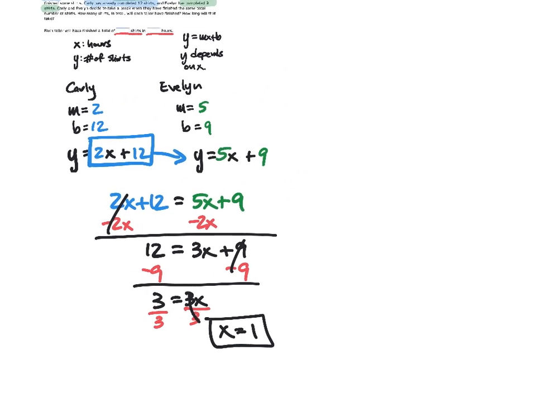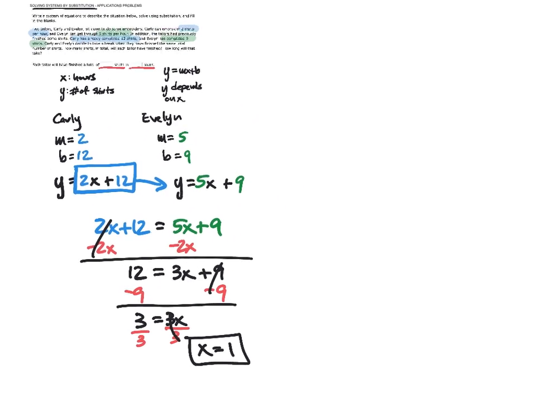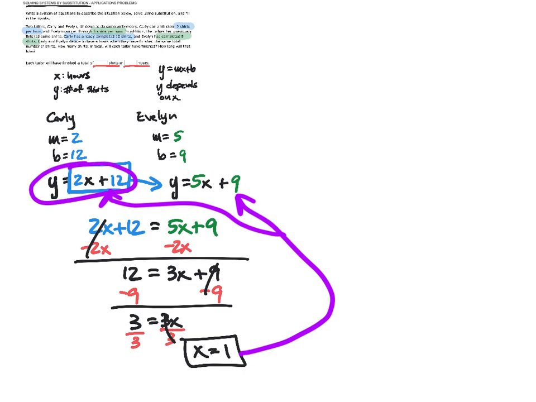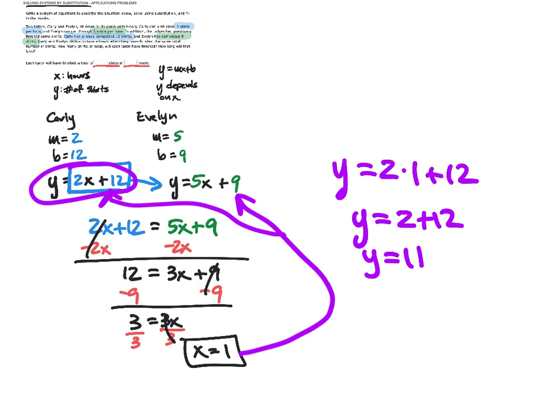Now what's our y value equal to? I want to take 1 and substitute it into either of our original equations. It doesn't matter which one, but that's what we have to do. I'm going to choose Carly's equation because the numbers are a little bit smaller. So I plug in 2 times 1 plus 12. So y is equal to 2 plus 12. Y is equal to 14.